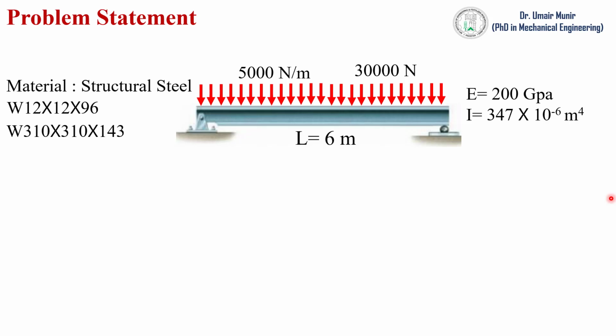In this video, we will analyze a simply supported beam and find out the stress and deflection due to this distributed load of 5000 Newton. One end of this beam has pin support and the other end has roller support. The material for this beam is structural steel and the code for this beam is W12x12x96, which is an American standard wide flange beam.